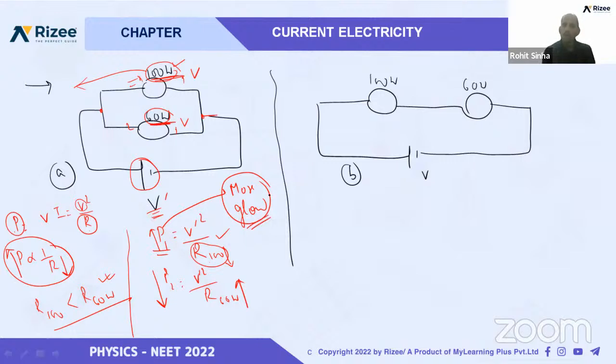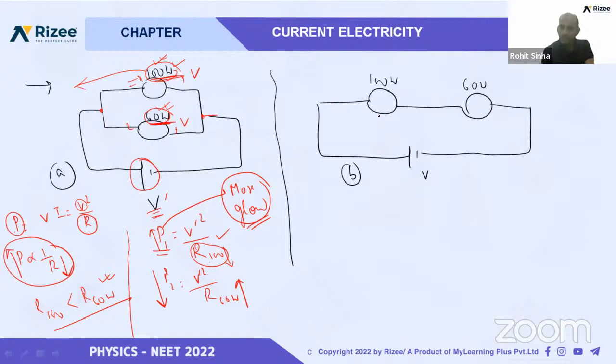Also you know that in our house we have parallel connection, and when we use a 100-watt bulb, it glows more as compared to a 60-watt bulb. That's why, by common sense also, we can say this. Okay.